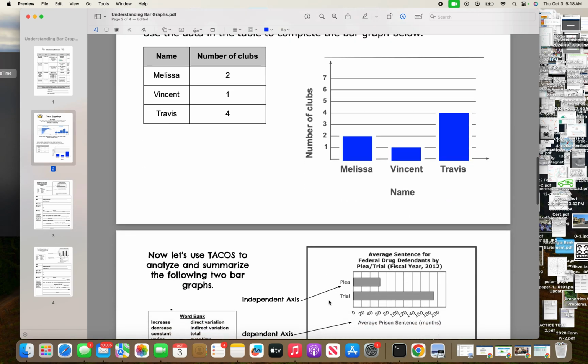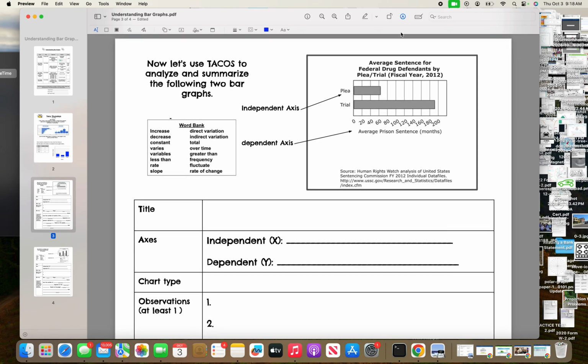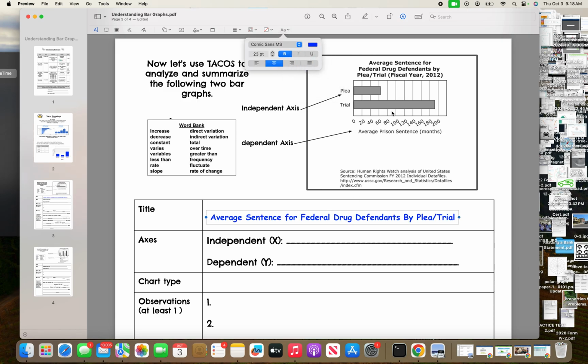All right, now let's summarize a bar graph. We have a bar graph right here. This is something that you will see on your standardized assessments. And we want to be able to analyze this bar graph. Well, first of all, what is the title? Tacos: title, axes, chart type, observations, and then summarize. So, what is our title? Well, our title is Average Sentence for Federal Drug Defendants by Plea versus Trial. All right, so go ahead and fill that in. You're just copying the title.